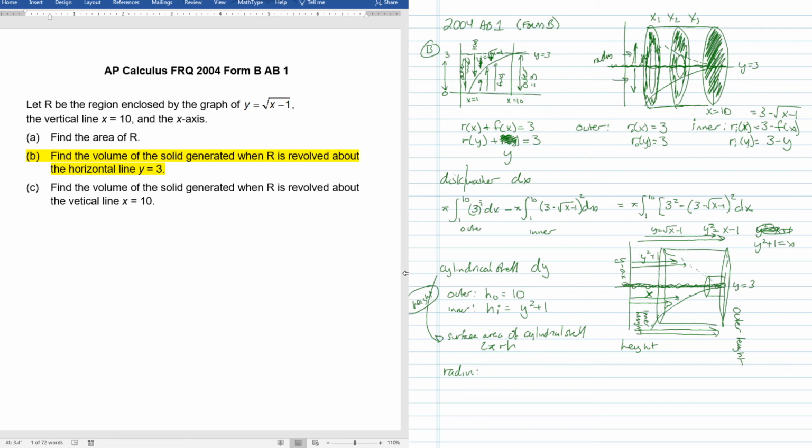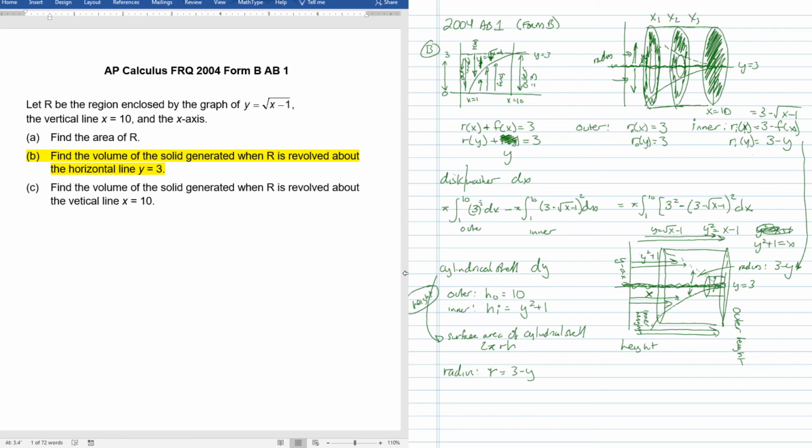Look on top. So if this is my radius here, I'm going to have to use one of these two formulas. In this case, I will use the 3 minus y formula that I figured out from above. So my radius is 3 minus y. There is no outer or inner radius because it just goes straight up or out. That's the one thing about cylindrical shells. There's no outer inner radius. There are outer inner shells, but not outer inner radiuses.